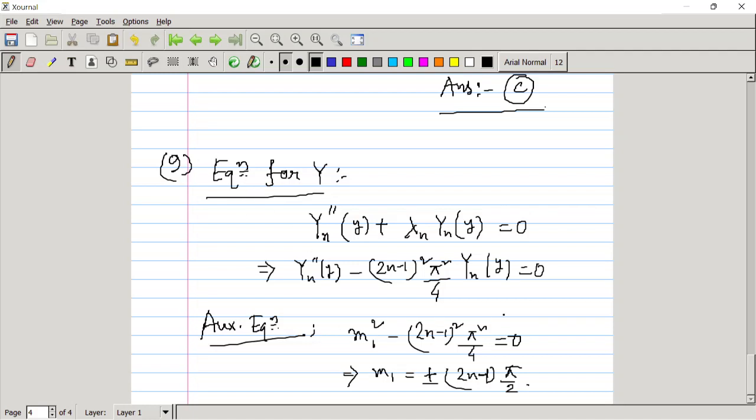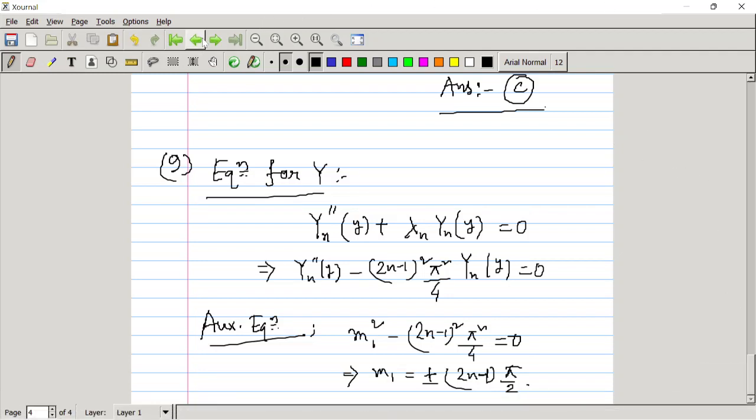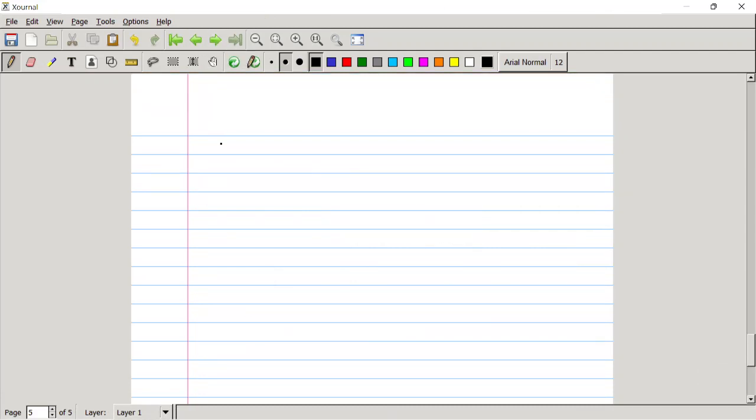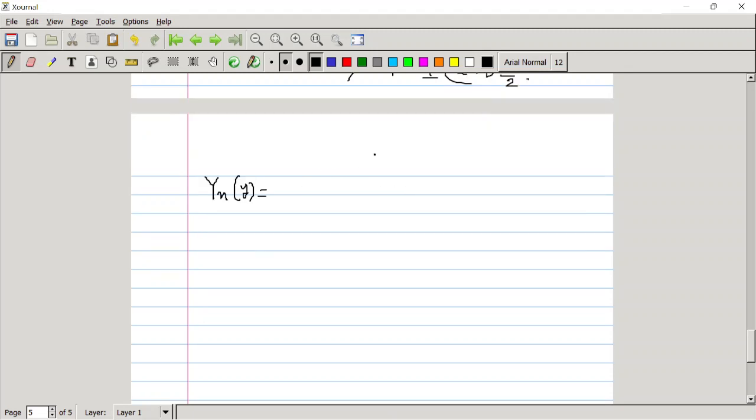So the solution will be in terms of e power x, or cos hyperbolic or sine hyperbolic. Ruby, next page, I will write the solution. So what should be my y_n of y? This is a real number, plus minus real part. So you can write it in terms of exponentials, or you can write cos hyperbolic plus sine hyperbolic. I will write in terms of cos hyperbolic and sine hyperbolic.